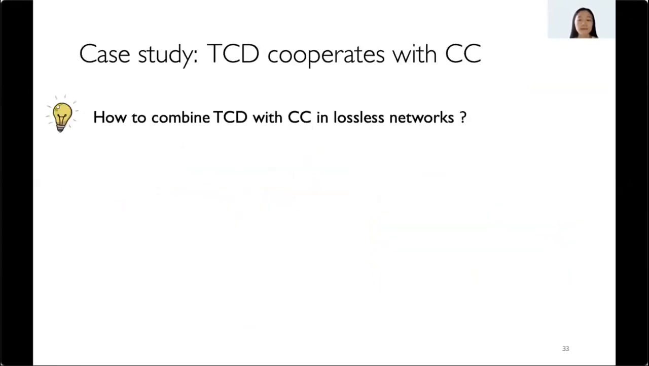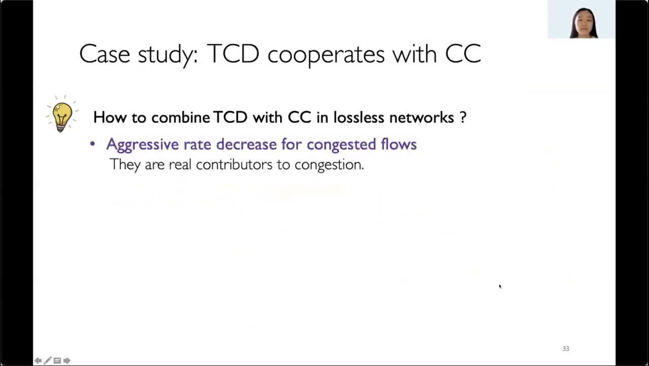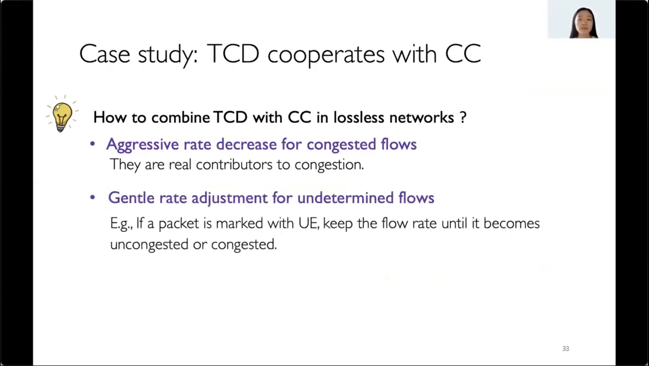So how to combine TCD with congestion controls? In general, we recommend congestion controls combining with TCD should perform aggressive rate decrease for congested flows because they are real contributors to congestion, while we should perform gentle rate adjustment for undetermined flows since their real state is uncertain. We recommend to keep the flow rate until it becomes uncongested or congested.